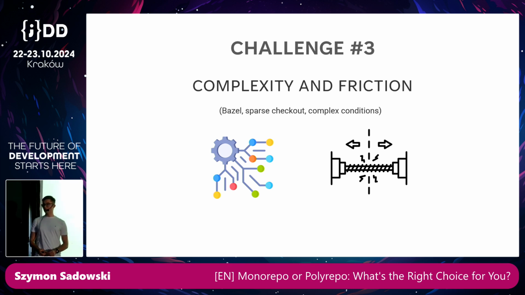And the third challenge is complexity and friction. As I mentioned, in order to keep that Monorepo platform performant, we have to use some advanced tools like Bazel, or for example, in Git, we might have to introduce the concept of sparse checkout, which has its own big complexities. As I mentioned, there can be a lot of conditional logic in some of our processes, and it can happen that some teams, some developers, say, hey, this is making me unproductive. I was more productive before.